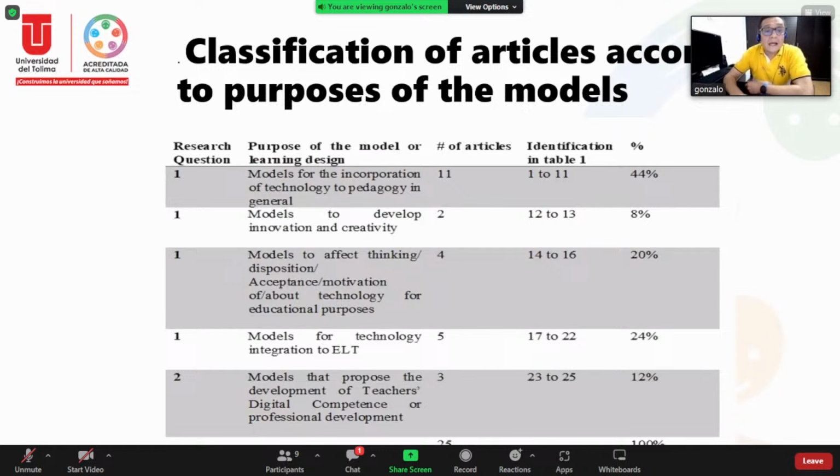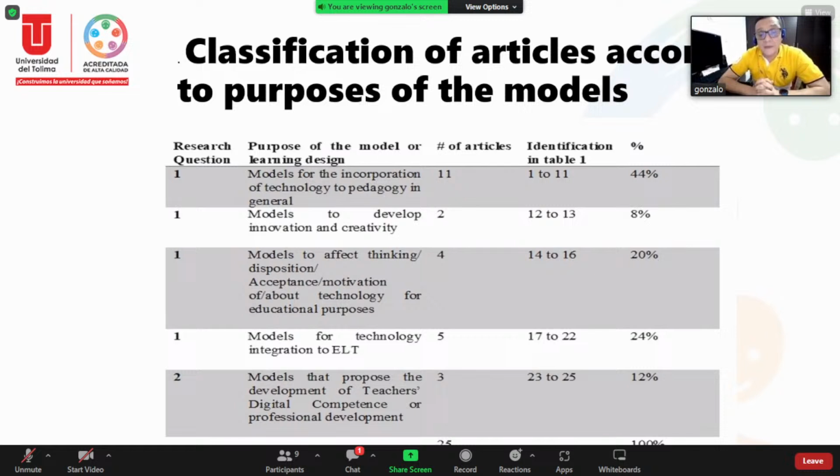According to those 25 articles that I selected, I organized them in five groups, as you can see there. 11 articles were models that show how to incorporate technology to pedagogy in general. That is 44% of the articles. Another group were articles to develop innovation and creativity, 8%. The group number three is models that were written in order to affect the disposition, the thinking, the acceptance of technology by teachers, 20%.